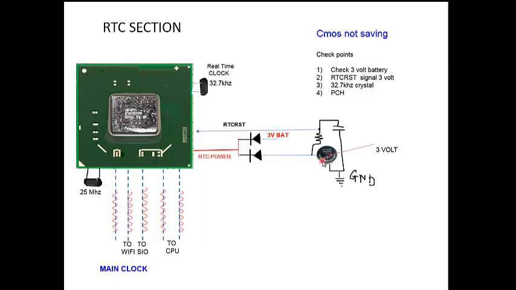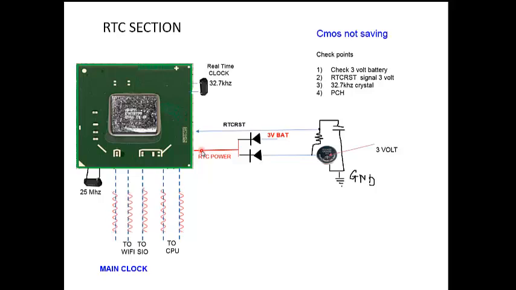After replacing the CMOS battery, if the problem is the same, then you have to check this RTC power. RTC power is supposed to be 3 volt. You can check this voltage without power, like you don't need to connect the adapter or main battery. You have to connect only the CMOS battery. At that time 3 volts should come here. That is criteria number 1.